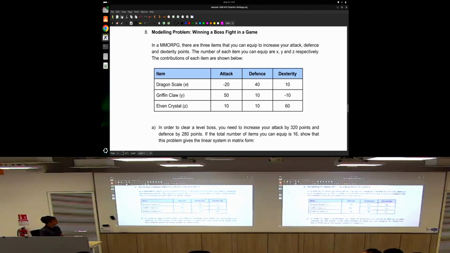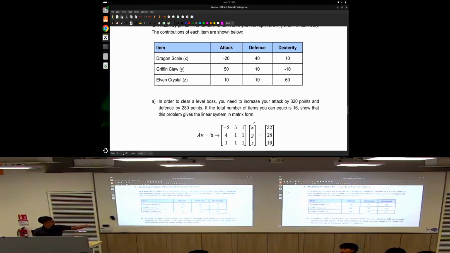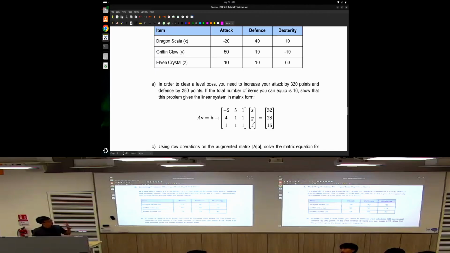So if you equip 1 Dragon Scale, your attack minus 20. Why? Because maybe the Dragon Scale is a bit heavy, so then your attack becomes less forceful. But then the defense goes up by 40 points, and the dexterity up by 10 points. Griffin Claw has certain attributes here, and Elven Crystal is another set of attributes here. In order to clear the level boss, you need to increase your attack by 320 points and defense by 280 points.